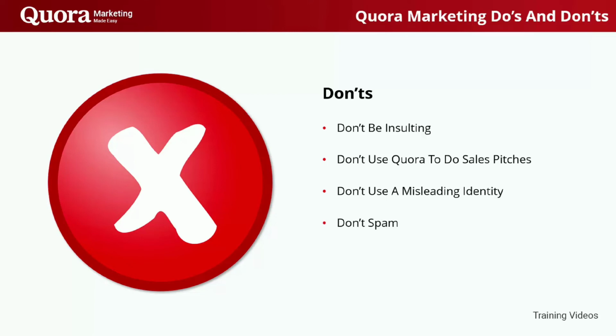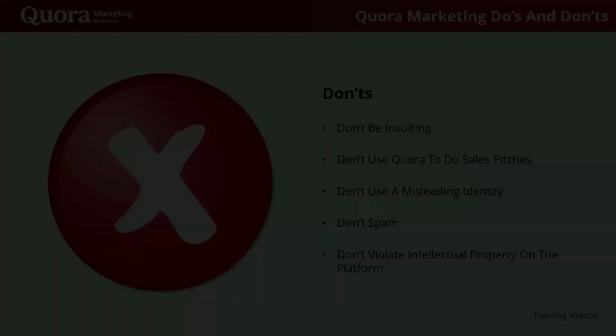Don't spam. Don't reply with answers that are simply intended to drive traffic to your website or any other external URL. The intention is obvious to users and goes against Quora rules. Don't violate intellectual property on the platform. It is important that you get permission from creators and to credit authors when using or citing others in your answers. Because of this, we recommend you to use images from stock image sites and to always provide original answers.